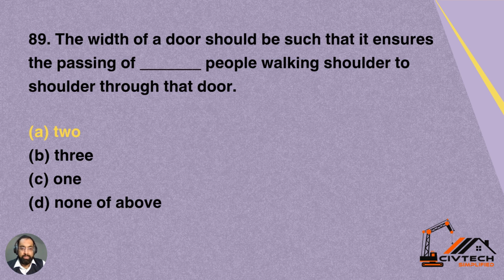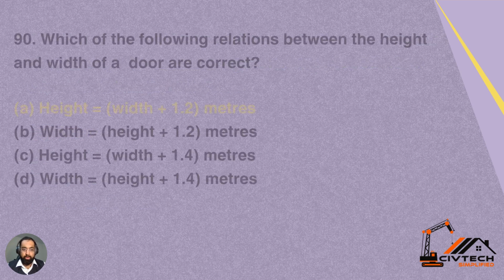Question 89. The width of a door should be such that it ensures the passing of dash people walking shoulder to shoulder through that door. Option A, 2. Option B, 3. Option C, 1. Option D, none of the above. So the width of the door should be such that at least two people could walk through that passage shoulder to shoulder. So minimum two people should easily pass through. So option A is correct for this question. The width of the door should be such that it ensures the passing of two people walking shoulder to shoulder through that door.